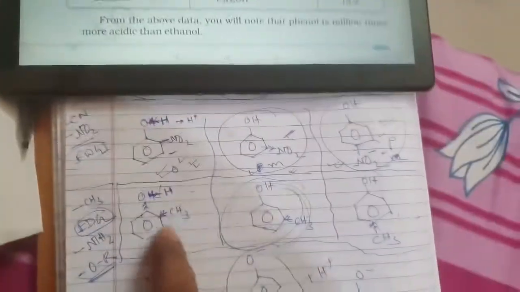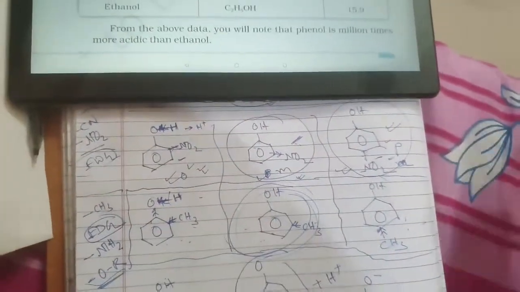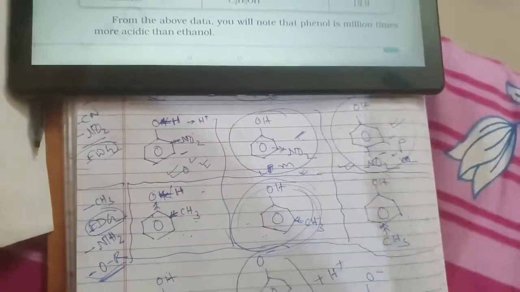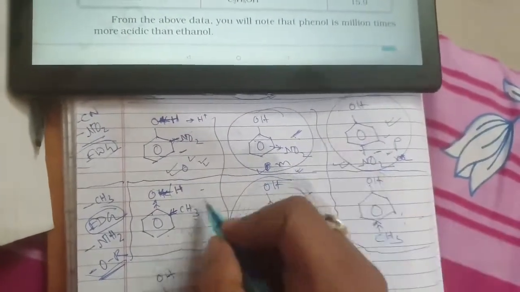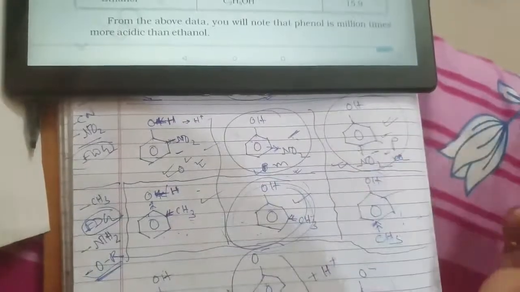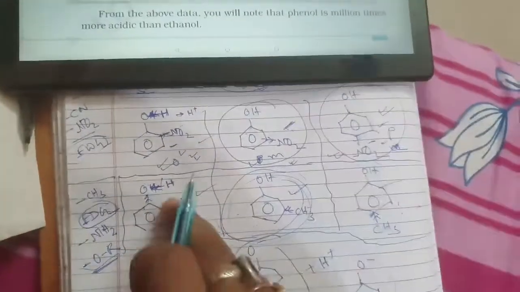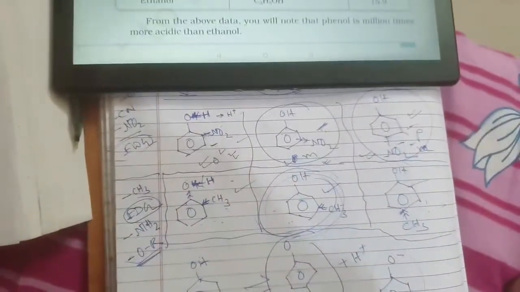This stabilizes and this electron donating group destabilizes. The destabilizing effect will be more in these two, as the stabilizing effects are more in these two. Whatever the effect is, it will be more in ortho and para, more.